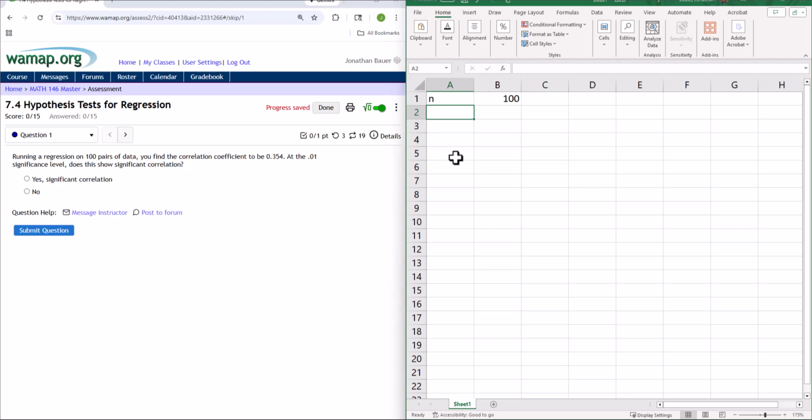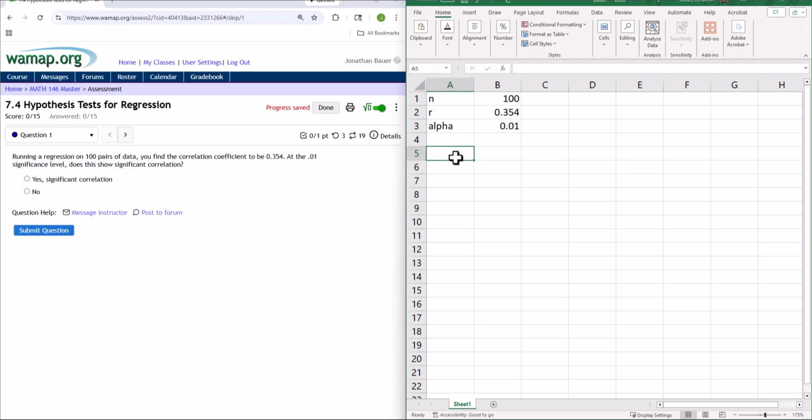You find the correlation coefficient, so that is R, to be 0.354. And then this is our alpha. Anyway, does this show significant correlation?